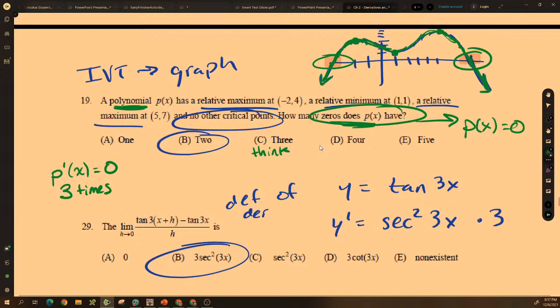I think that was really tricky. It is a little bit of an IVT question, kind of saying, okay, I don't have any zeros from 4 to 1 or from 1 to 7, but there will be a 0 on each side.